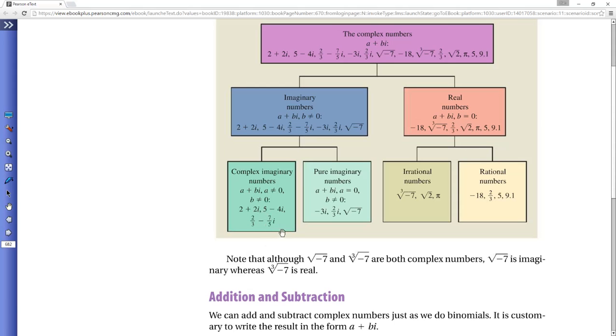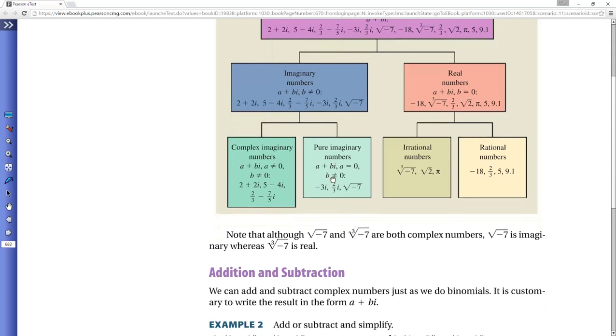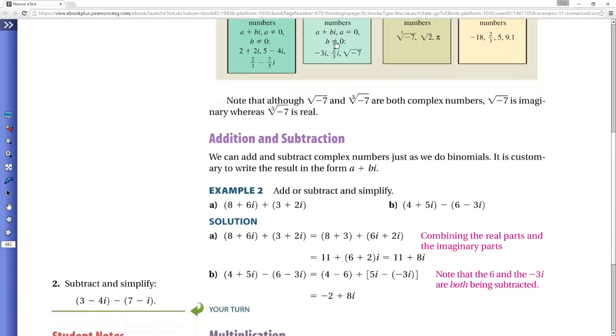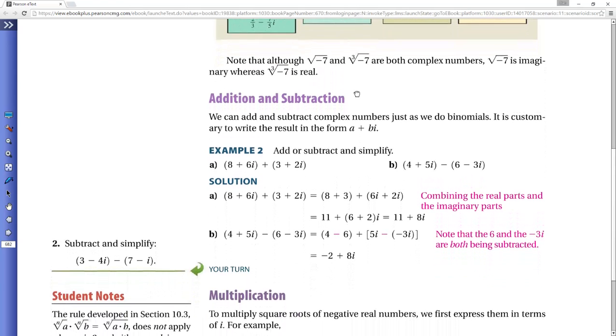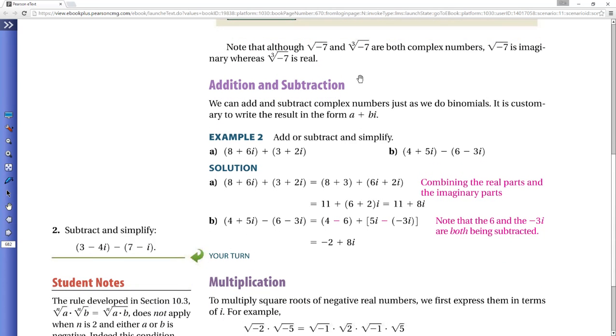So I'm not sure if there's any real value to realizing there's complex imaginary and pure imaginary. Not in this chapter will that be used, other than they might bring up those words anyhow.